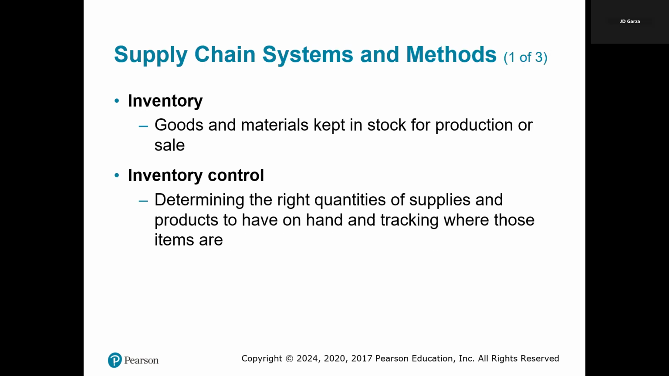So now that I've gone over all of that, I'm going to introduce you to two more components of effective supply chain management. That's inventory and inventory control. Keep in mind that both of these elements are very, very crucial for maintaining a seamless flow of goods, ensuring that production runs smoothly and customer demand is met consistently.